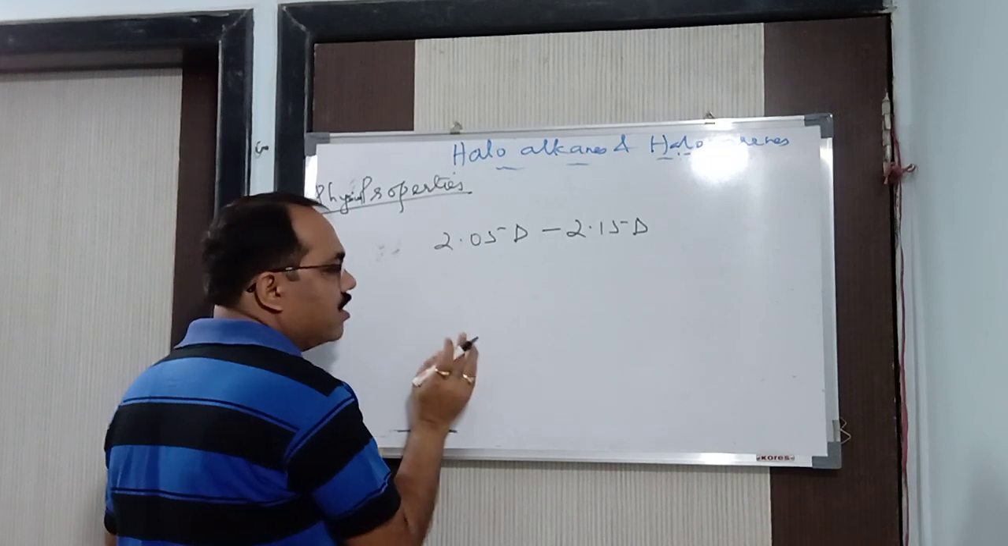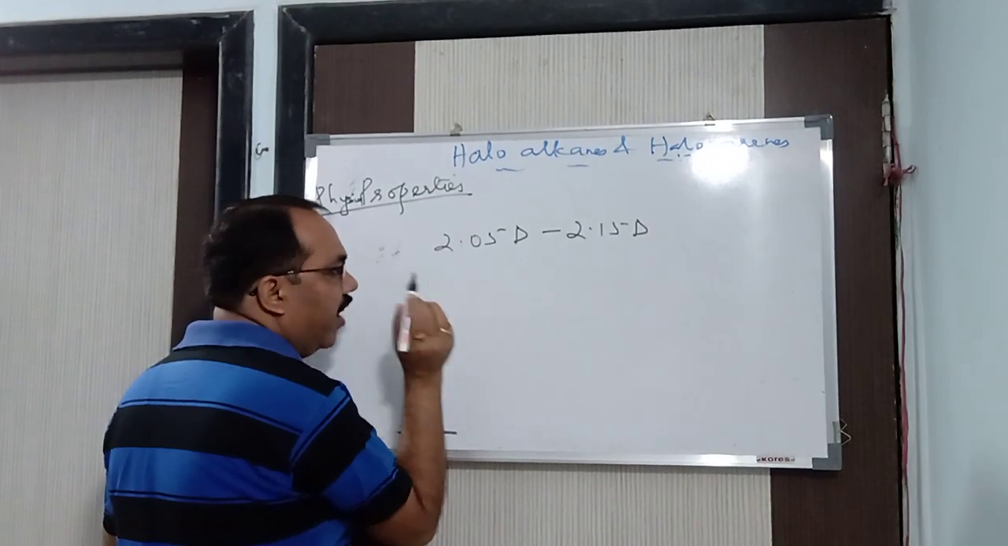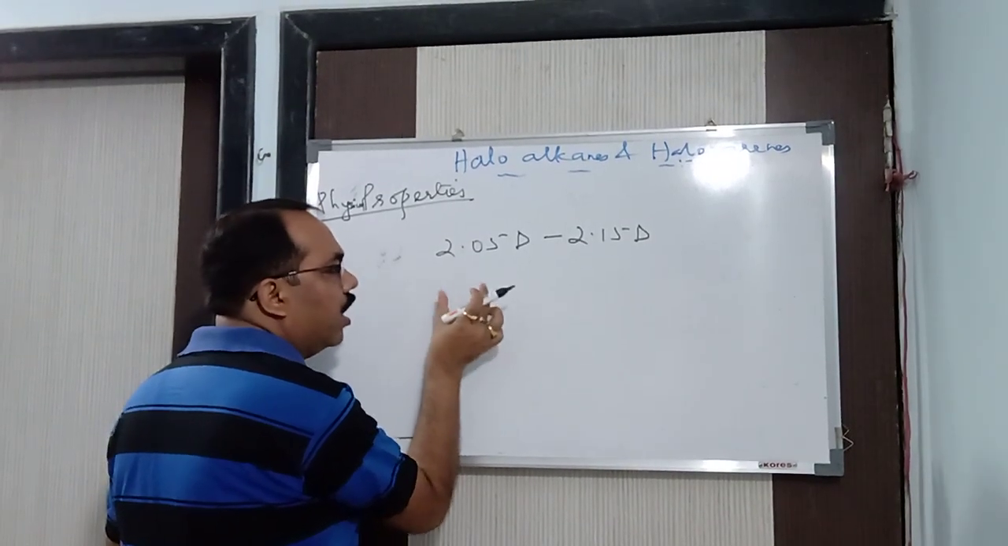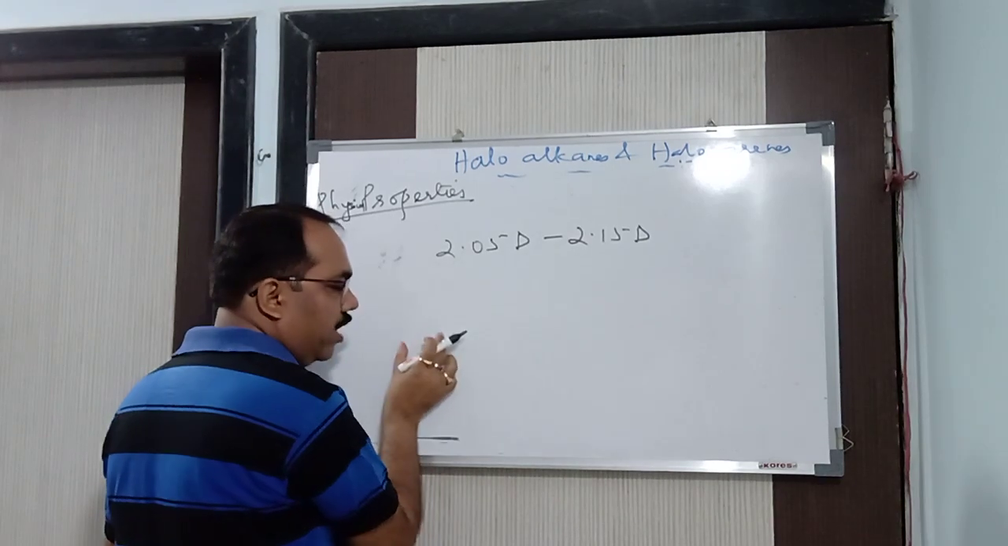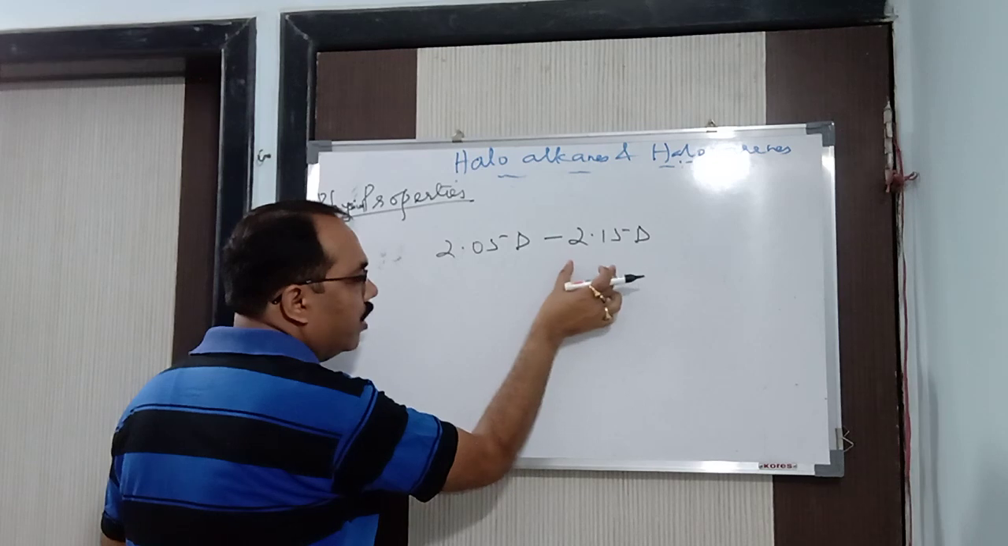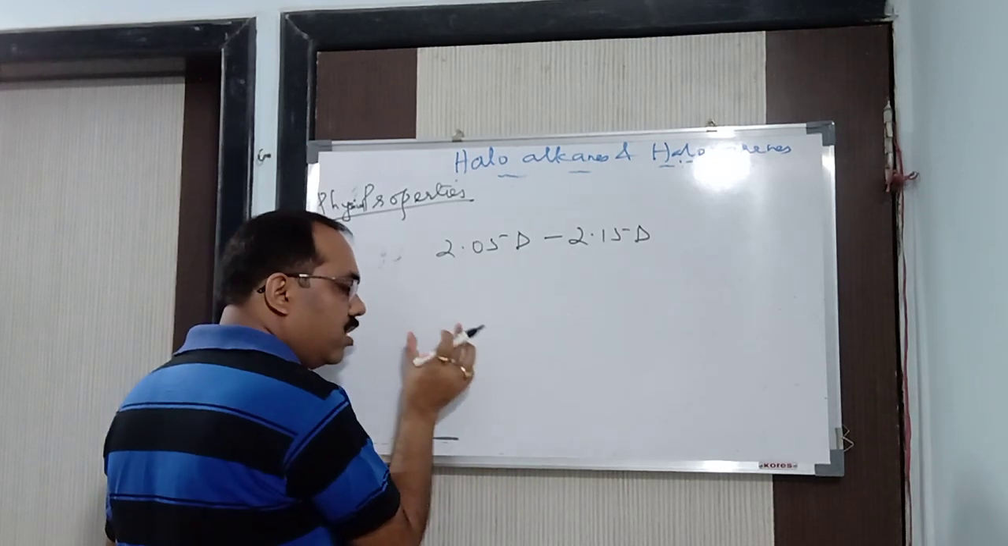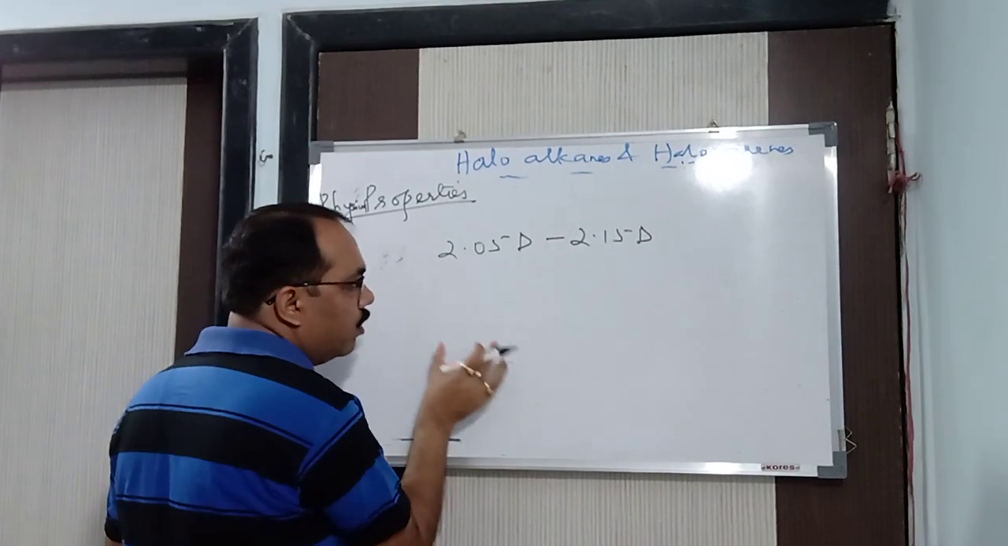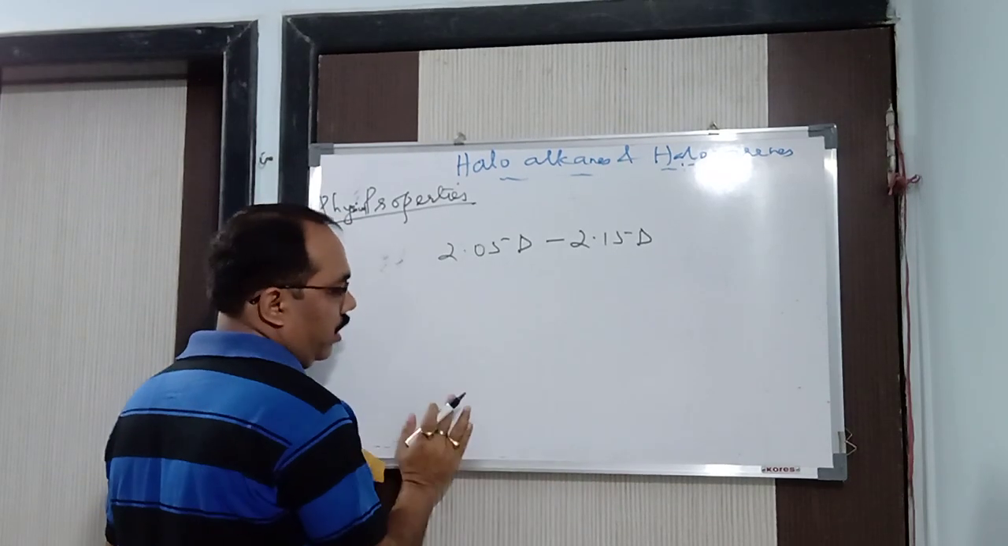Why? The reason is that alkyl halides fail to form intermolecular hydrogen bonds with water. Again, I repeat, alkyl halides fail to form intermolecular hydrogen bonds with water. Due to this reason, they are less soluble in water, even though they are highly polar in nature.